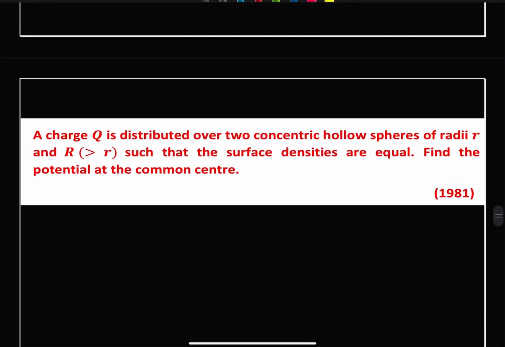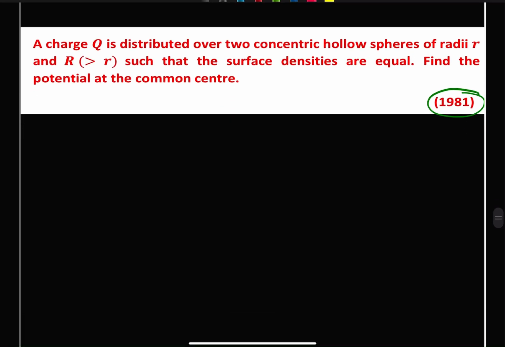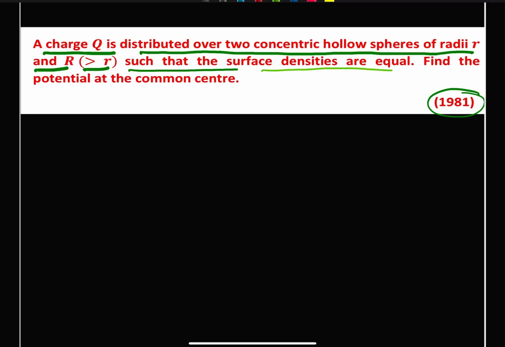It was asked in the year 1981, and it states that a charge Q is distributed over two concentric hollow spheres of radius small r and capital R, which is greater than small r, such that surface densities are equal. Find the potential at the common center. So we can just draw an approximate figure for that.